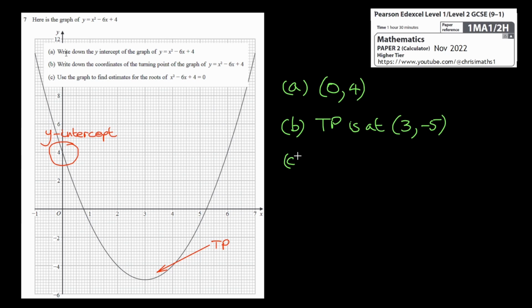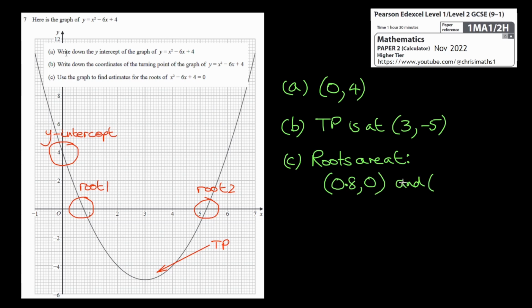-5. Part C, use the graph to find the estimates of the roots. And there they are. Again, reading off the graph, roots. The first root, reading off 0.8, 0, and 5.2, also 0. And those are your answers.